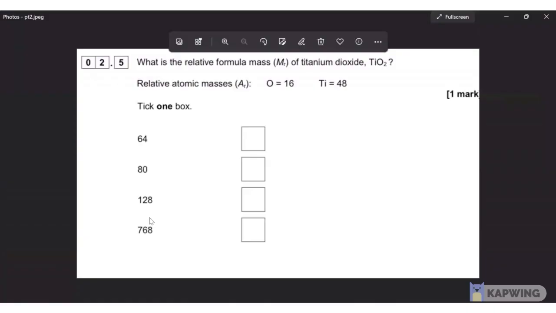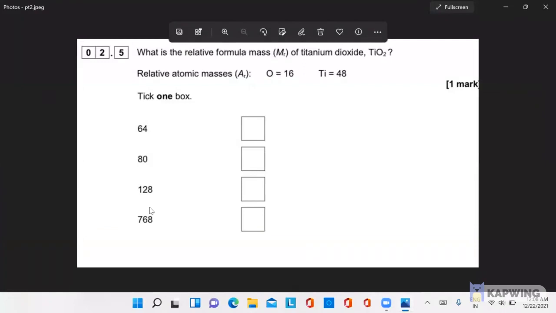Here I will discuss with you GCSE Chemistry Foundation Tier May 2018 paper, code F. So this is my question. Over here we are asked to find the relative formula mass of titanium dioxide. So I would like to tell you how to solve it.